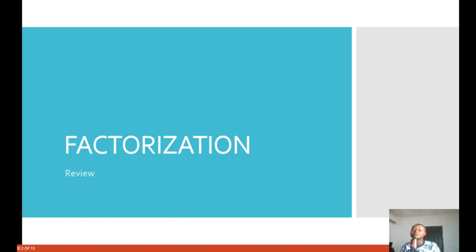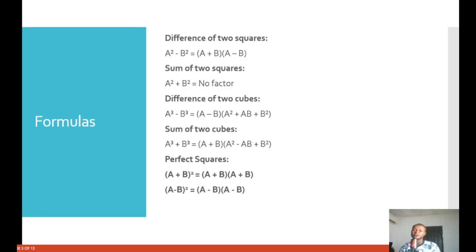So what do we mean by factorization? Let me share more light on that. Factorization is just a way of reducing an expression. There are some big expressions that we have in mathematics. So when you hear factorize, then you know that you are ready to reduce that particular expression to a simpler form. Let me take us through some formulas that we normally use as far as factorization is concerned.